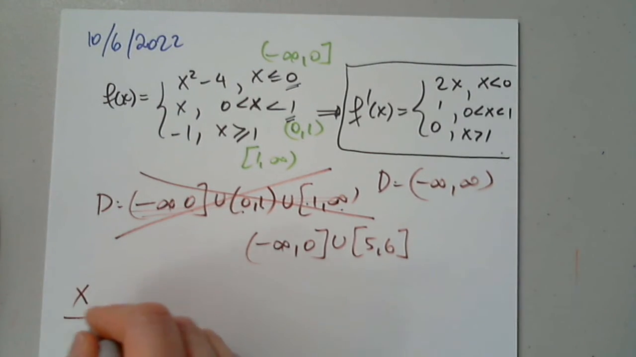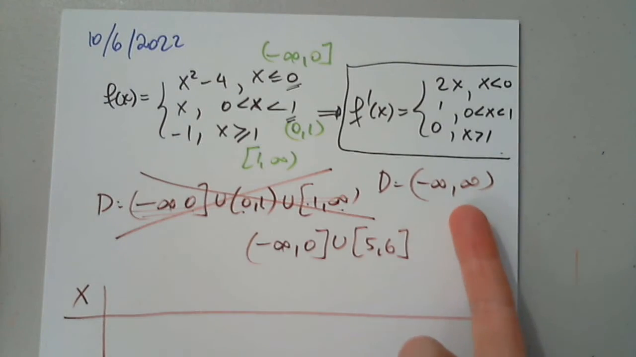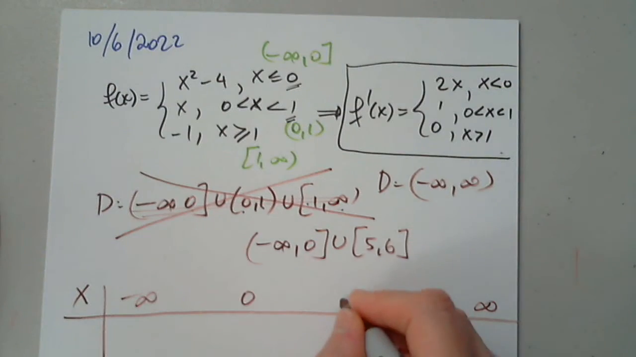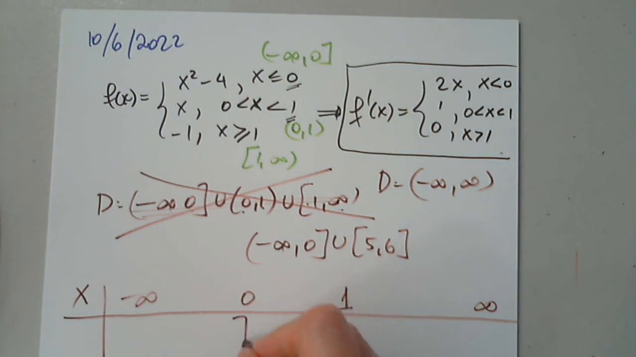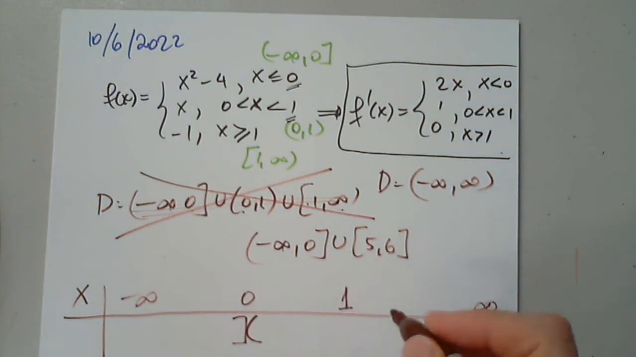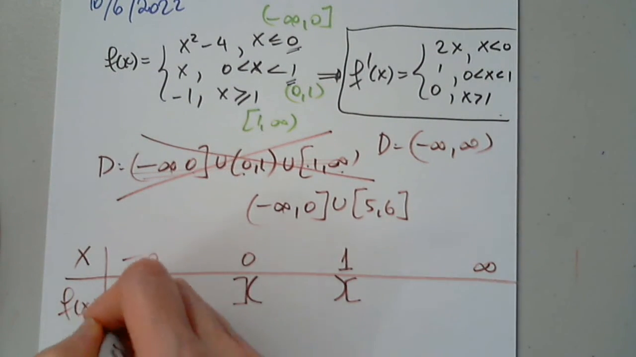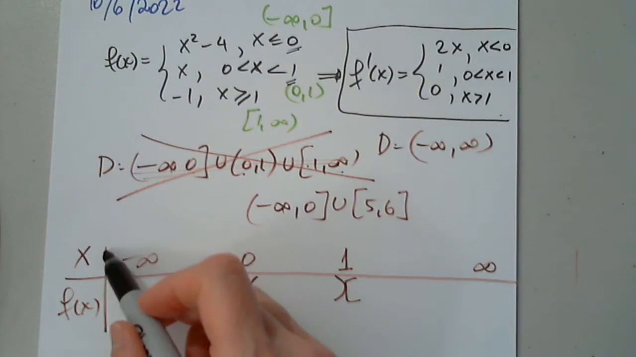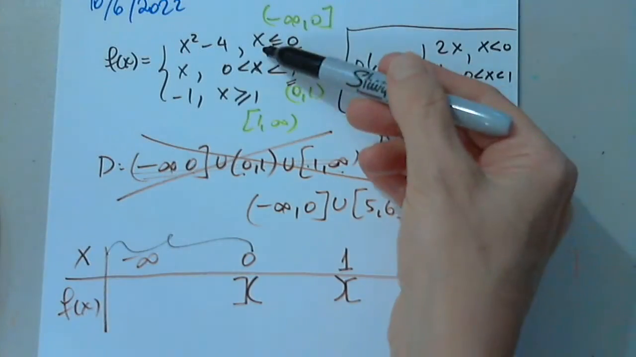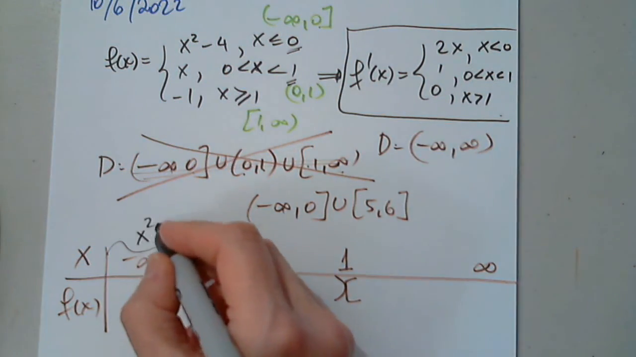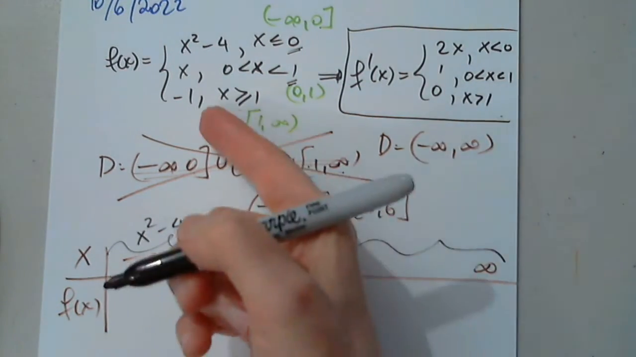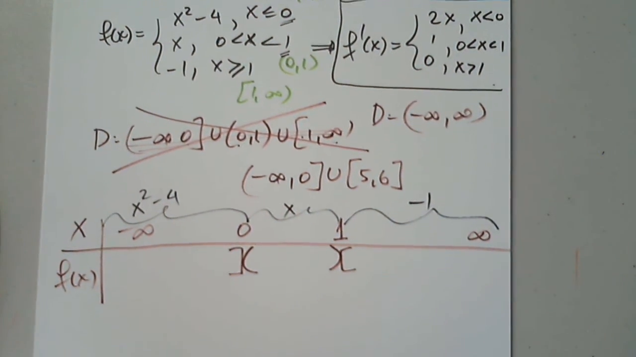Okay, then I create the table. And the table has to have -infinity to infinity and has to have these thresholds. The bracket and the parenthesis and the parenthesis and the bracket. And we know how to do this because we've done it so many times before. Okay, I write myself a note. Between -infinity and 0, I will be using x squared minus 4. Between 0 and 1, I will be using x. And between 1 and infinity, I will be using -1.